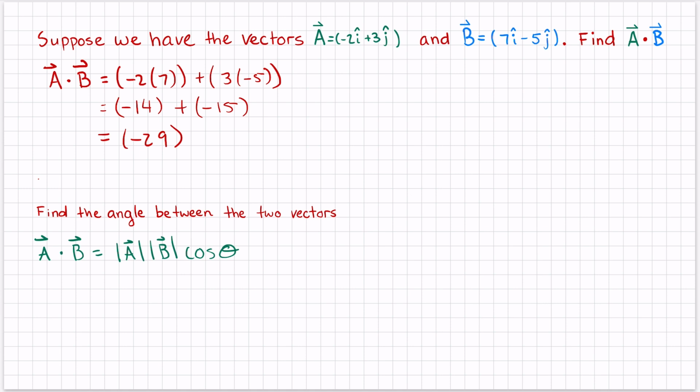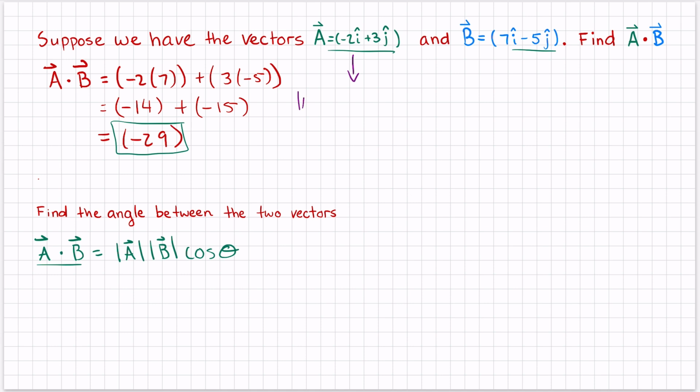Now, we're not given the magnitudes, but in this first part, we were given the components. And if we're given the components, then we can quickly find the magnitude just using Pythagorean's theorem. That said, we'll have to find the magnitude of each vector, and then we're going to use what we already know about the dot product to find cosine theta. In other words, I'm going to plug that negative 29 in for A dot B, and I'm going to do this in purple for each one of these really quickly. I'm going to find their magnitudes.